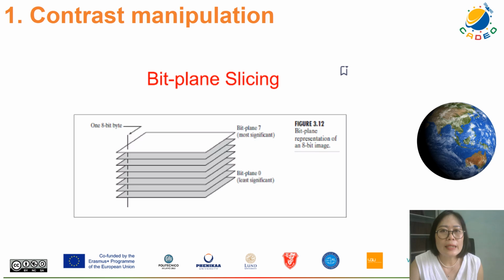Assuming that each pixel is represented by 8 bits, the image is composed of 8 1-bit planes, with plane 0 containing the lowest order bit of all pixels in the image, and plane 7 the high order bits. Only the most significant bits contain the majority of visually significant data. The other bit planes contribute the more subtle details. Separating a digital image into its bit planes is useful for analyzing the relative importance played by each bit of the image. It helps in determining the adequacy of the number of bits used to quantize each pixel.